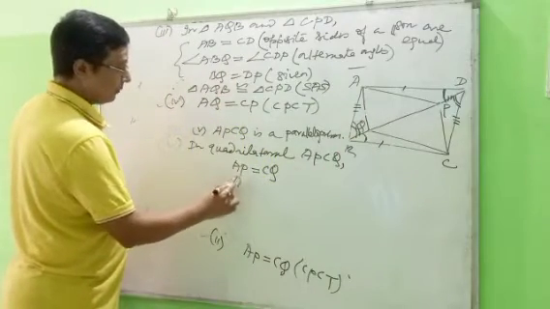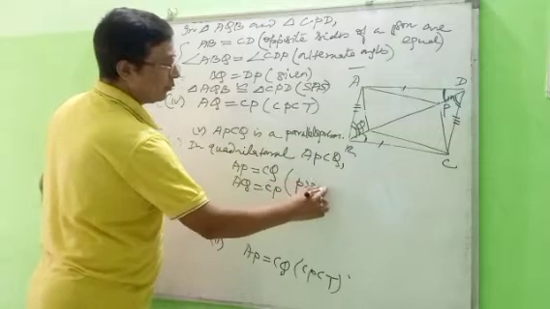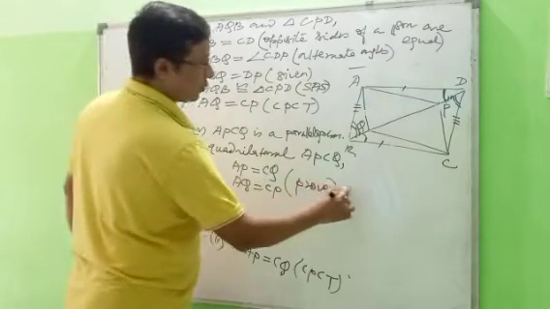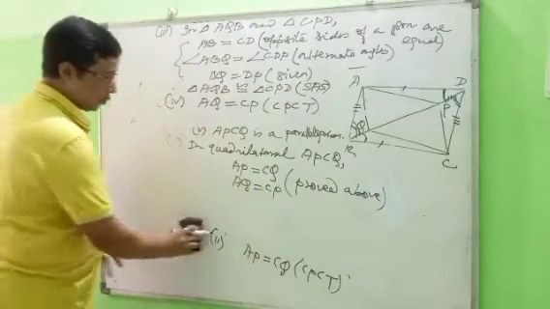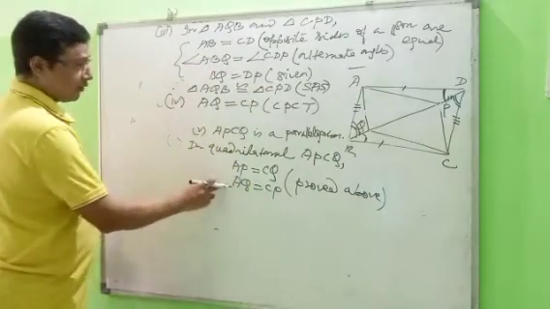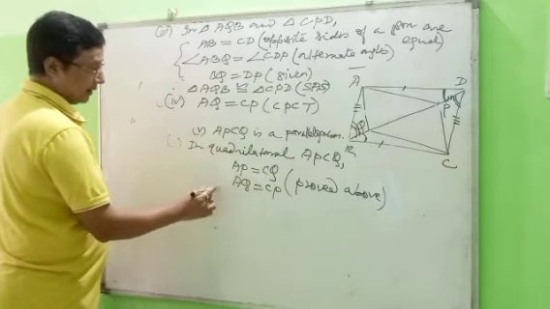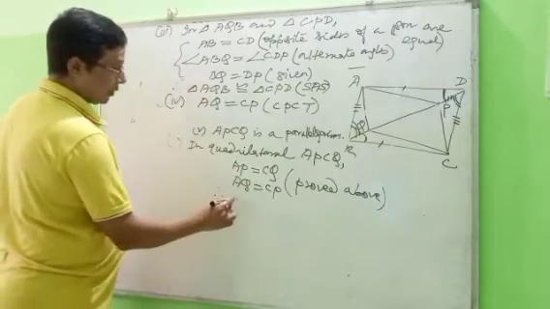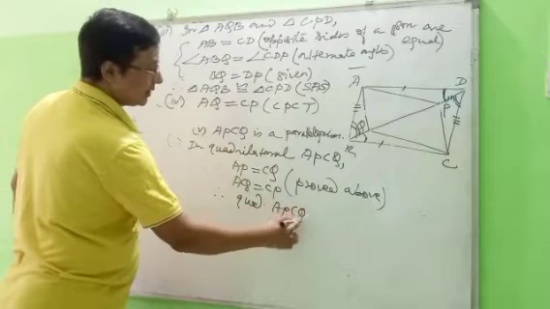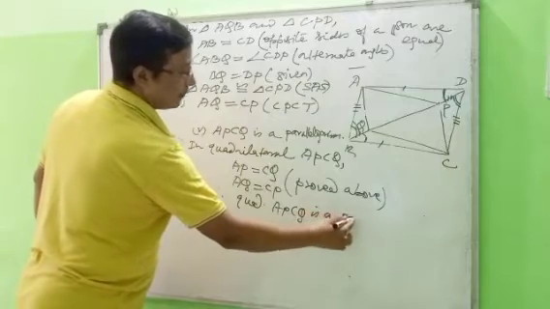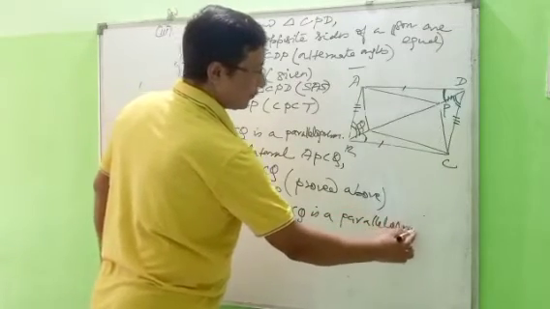So you got that AQ equals CB. Both are proved above, you have proved in 2 and 4. So from these two conditions, as both the pairs of opposite sides are equal, therefore quadrilateral ABCQ is a parallelogram. So it is proved.